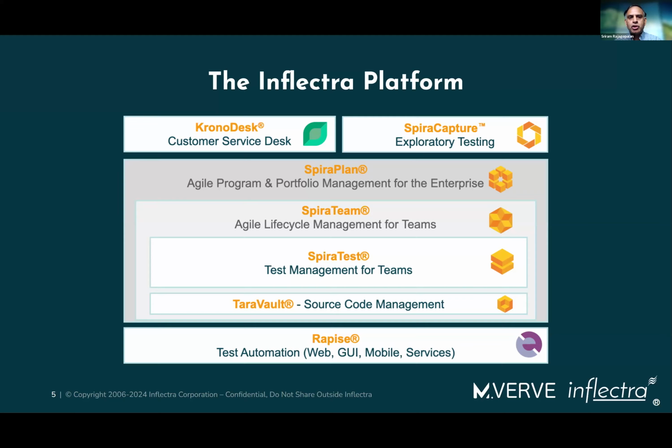This is sandwiched between two different elements. At the bottom, we have Rapise, which supports our test automation. This can be used independently from Spira, but can also be combined with Spira. Then we have additional functionalities like SpiraCapture for non-technical members to perform exploratory testing, and a customer service desk called KronoDesk, which also completely integrates with this. Together, this becomes the platform that supports our mantra of quality software with lower risk and delivering everything faster. Let's move on to the next slide.